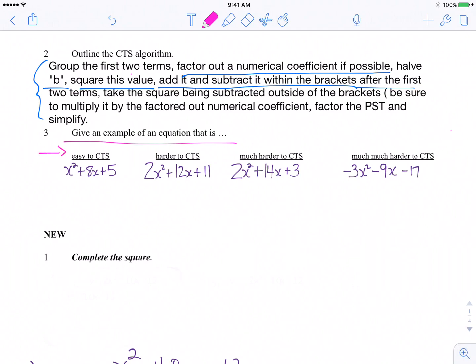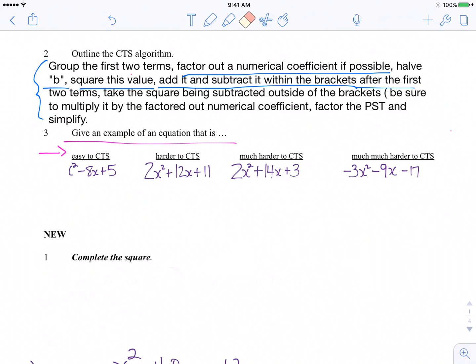Well, this is easy because the numerical coefficient, or the a value here, is 1. And the other thing that's easy is that we have 8 for our b value. The reason that's easy is because it's an even number, so when we cut it in half, we don't end up with a fraction. We have 4. 8 divided by 2 is 4. So eventually you're going to have x squared plus 8x, and 4 squared, let me fix that. 4 squared is 16, so plus 16, minus 16, etc. And so that becomes a little bit easier.